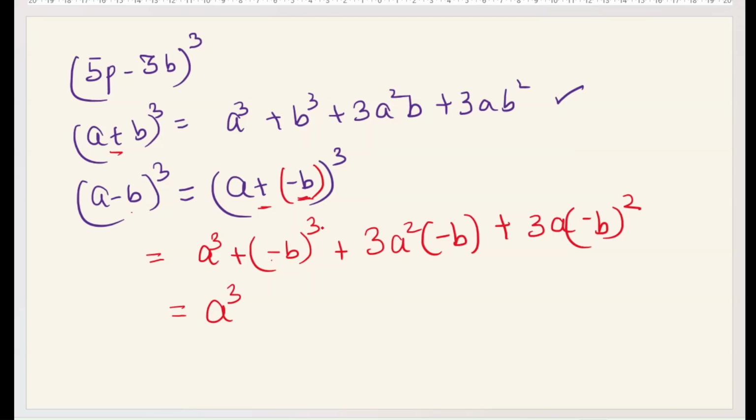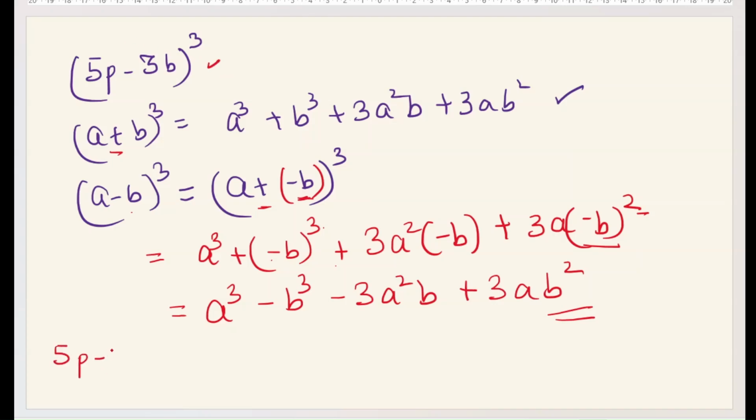So this is a cube. Now minus cube, so that becomes minus b cube. Here also plus minus is minus, so minus 3a square b plus. Now minus b whole square is plus b square, plus 3ab square. So this is the identity. Okay.